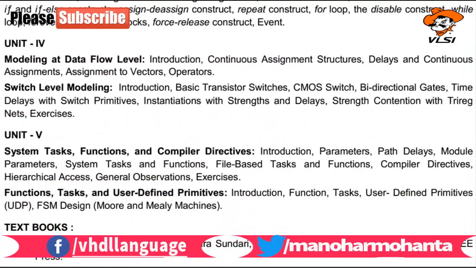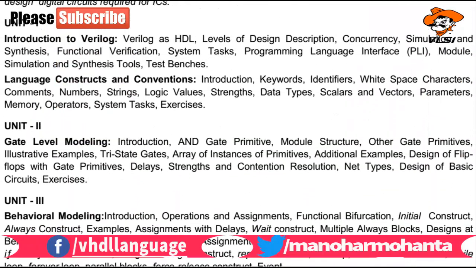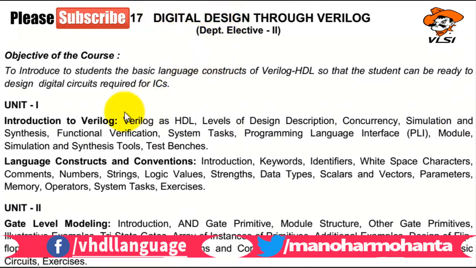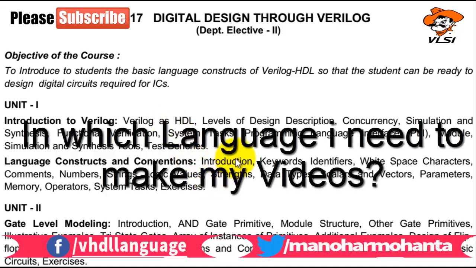In that I will be completing all the units you have. Basically you have 5 units, right? So I will cover all the 5 units. The very first unit is introduction to Verilog, what is Verilog as HDL and levels of design description. All the topics one by one. My heading will be like unit 1, Verilog as HDL, in this chapter. I will be mentioning the chapter name, the book name as well as the topic.